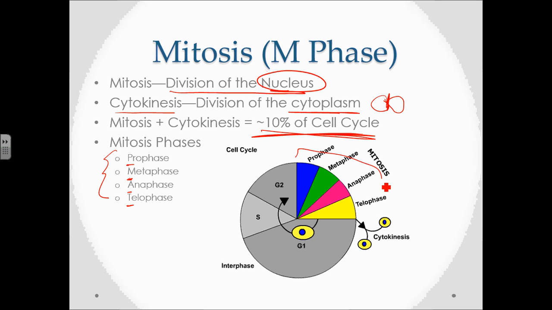So that's here. This is about 10%. The rest, about 90% of the life of a cell, is actually going to be in interphase. This is a phase of non-division. This is getting ready to divide, but not yet divided.